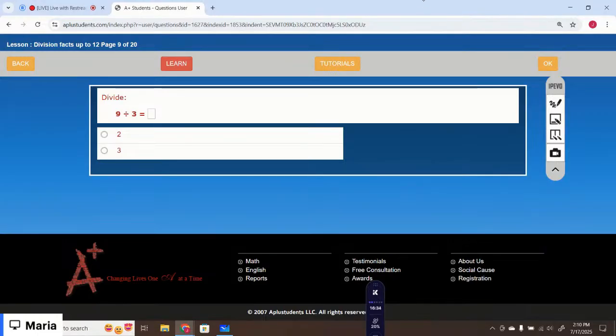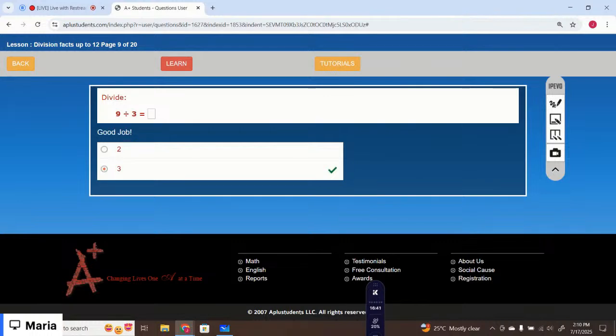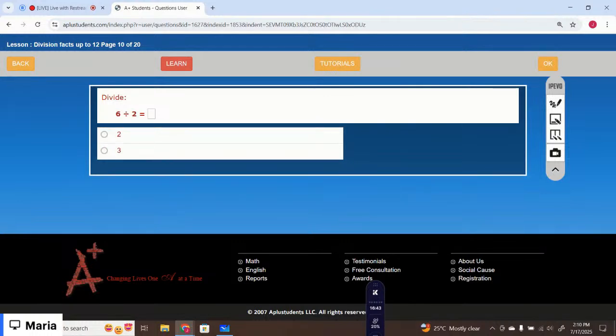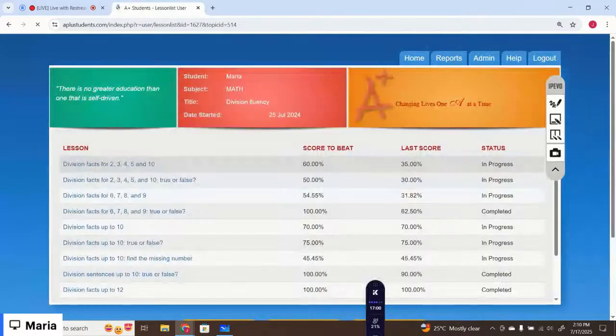9 divided by 3 is 3. Option number 2 is the correct option. 6 divided by 2 is 3, very good. Okay, you can complete the lesson by yourself later today. Let me just move on to the next lesson.